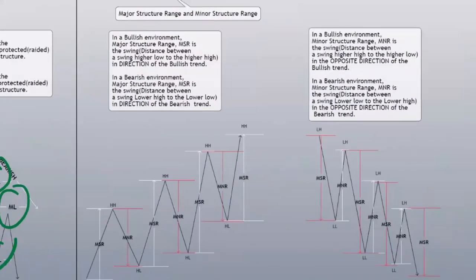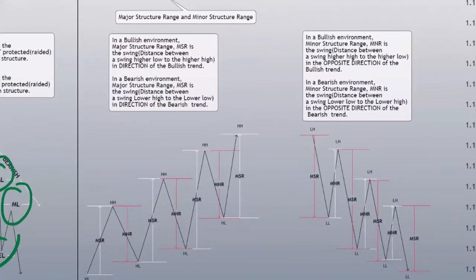Now, let's take a step further and look at other elements of real structure. The next elements we want to look at are major structure range and minor structure range. In a bullish environment, major structure range, MSR, is the swing distance between a swing higher low to a swing higher high, in the direction of the bullish trend. While in a bearish environment, major structure range, MSR, is the swing distance between a swing lower high to the swing lower low. So in the direction of the bearish trend.